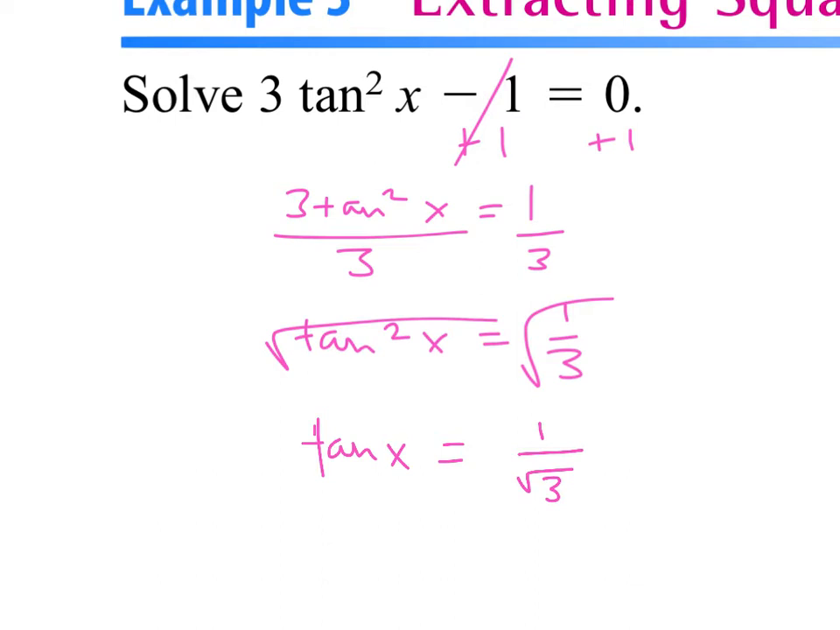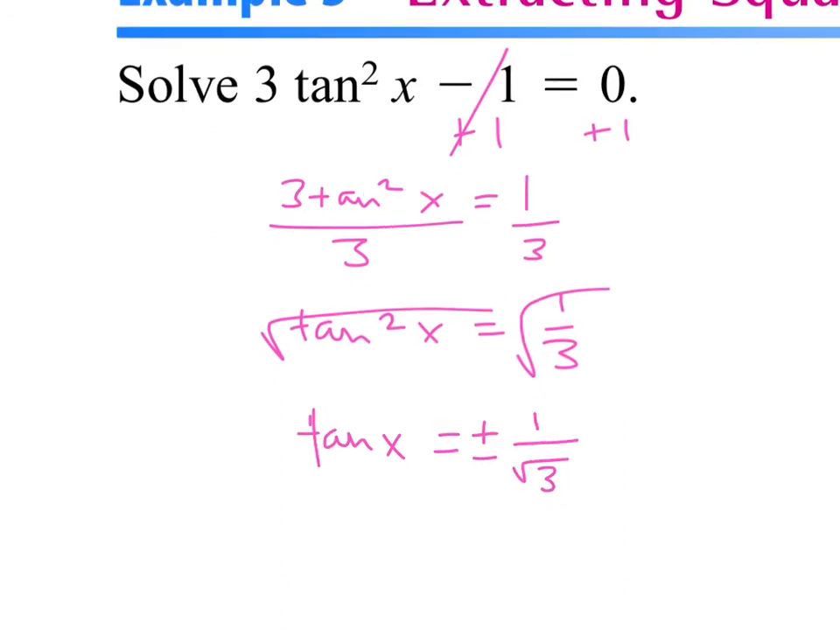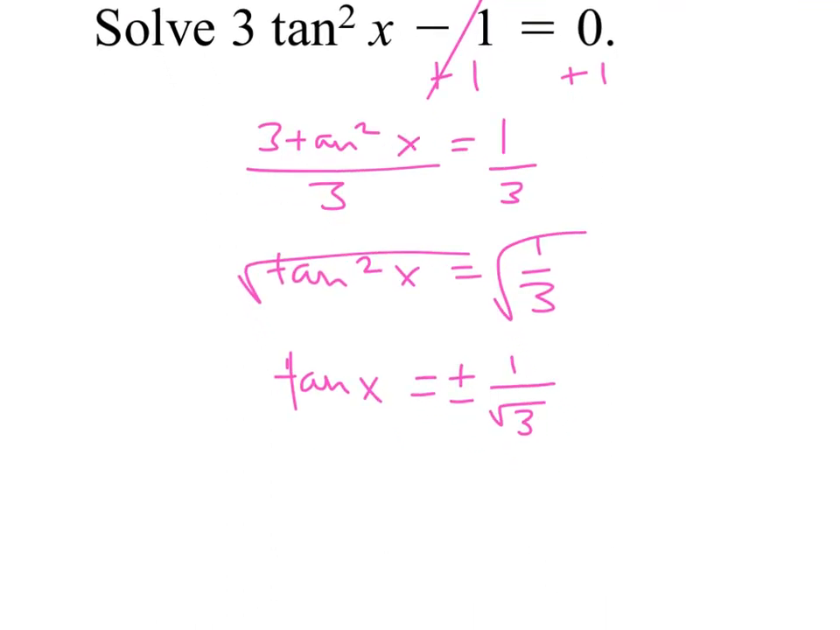What's that one thing we can't forget when we take the square root of both sides? Plus or minus. And then just like before, we can't have a square root in the denominator, so we have to rationalize. What can we do to get rid of that square root from the denominator? Multiply the top and the bottom by square root 3. So we get plus or minus square root 3 over 3.